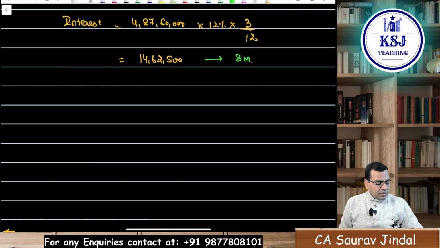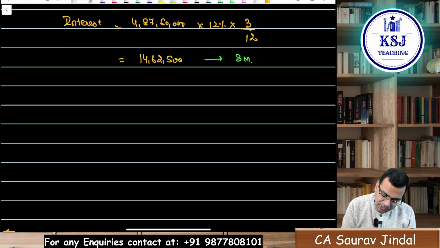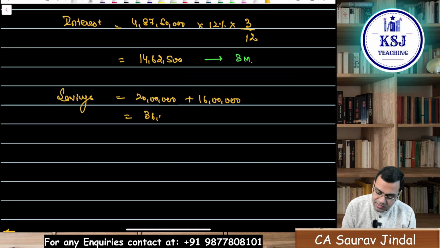Now, the third element that we are going to take here is savings. The savings is 20 lakhs of one saving plus 16 lakhs of another saving in the bad debts and credit administration cost. Total 36 lakh of saving. But if you look at one thing here, this 36 lakhs is for 12 months. That is for the whole year.